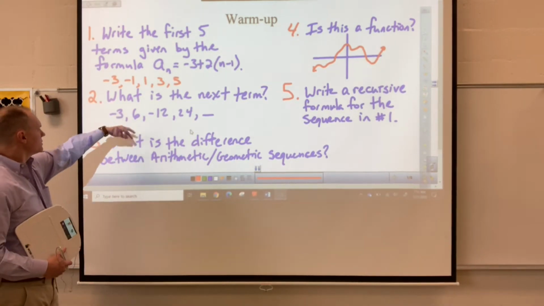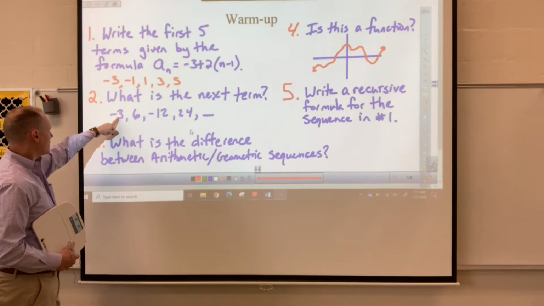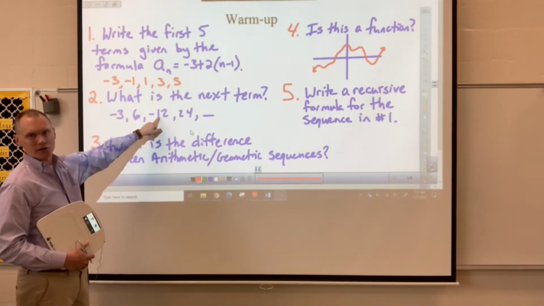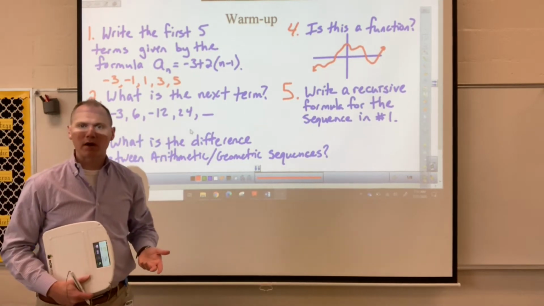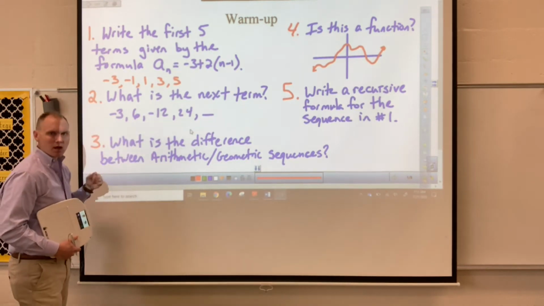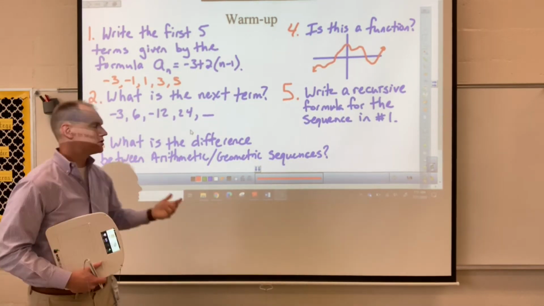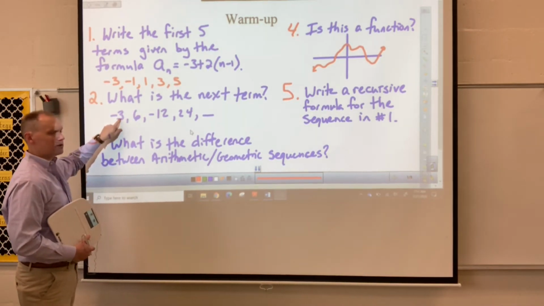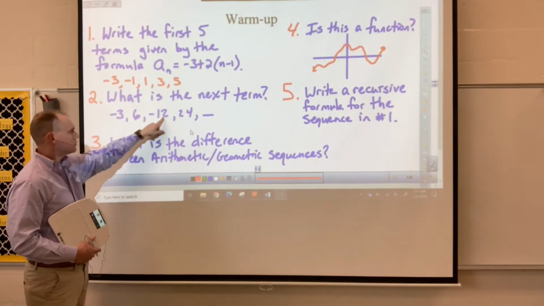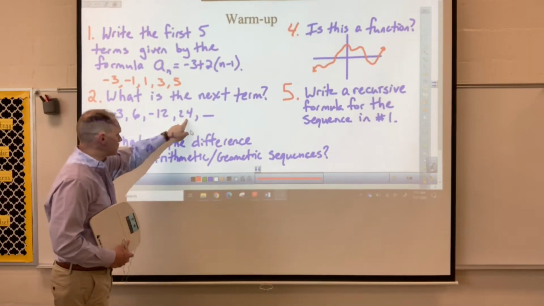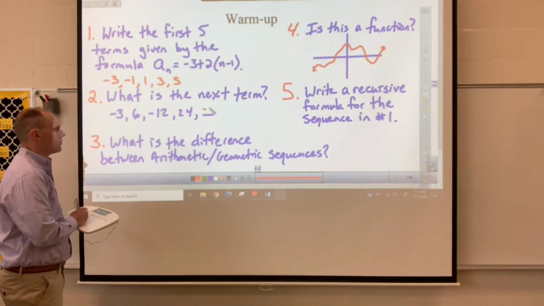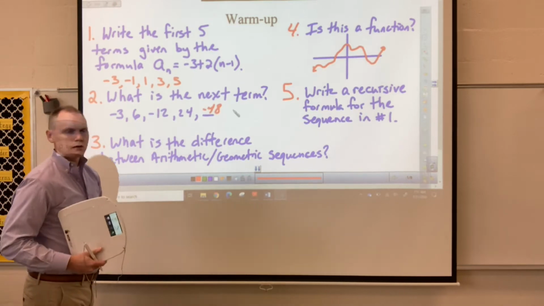What is the next term in this sequence? Let's see. Are we adding, looks like maybe we're adding 9 here. Oh wait, but that doesn't work here. So if you thought it might be arithmetic, it's not, because we're not adding the same value each time. Let's try geometric. Maybe we're multiplying by the same value each time. Negative 3 times negative 2 would be 6. 6 times negative 2 would be negative 12. Times negative 2 would be 24. And then 24 times negative 2 would be negative 48. So that's the next value in that sequence.